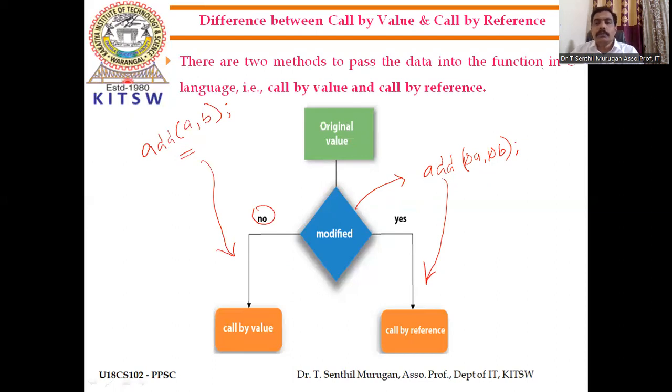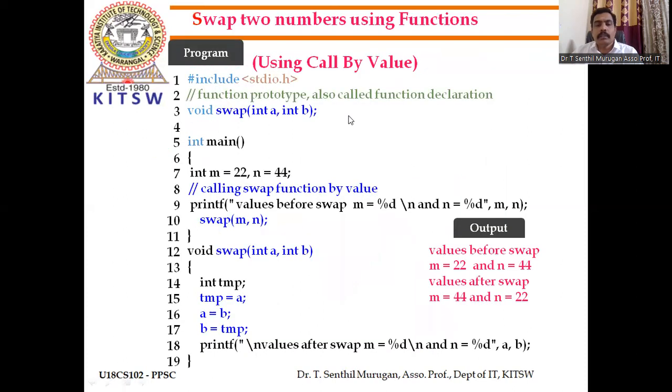There are two methods to pass data into a function: call by value and call by reference. What is call by value? Call by value means we are passing the value directly to the function. So see this example.